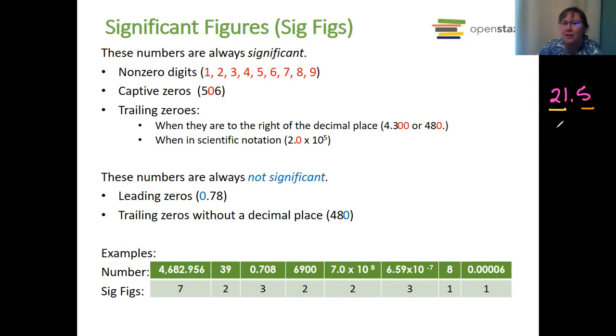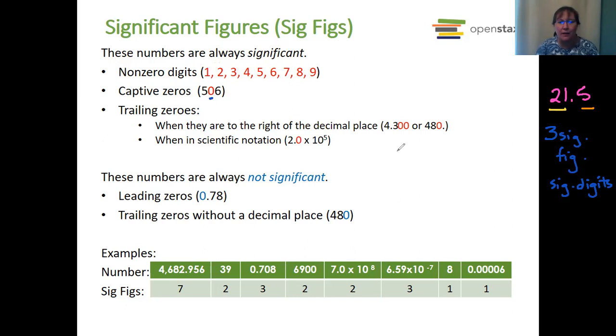This tells other researchers that we have what are called 3 significant figures, or 3 sig figs. Sometimes they're called significant digits, but usually people just call them sig figs. So let's look at how to count them. Non-zero numbers, 1 through 9, are always significant. Captive zeros, a 0 in between, are always significant as well.